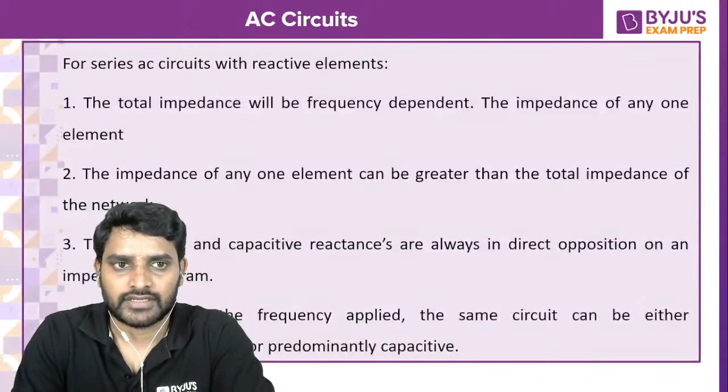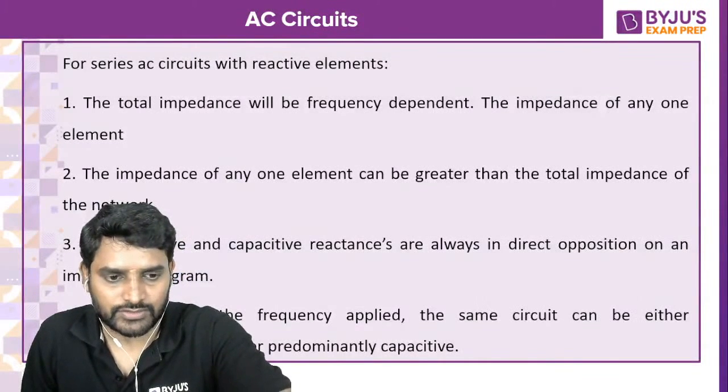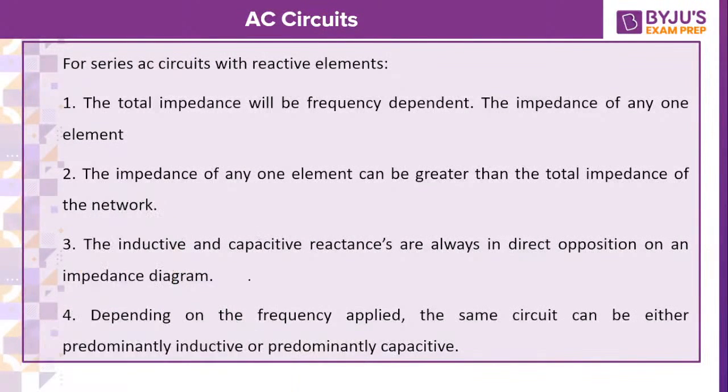All right. These are the conclusions I wanted to give. Please see here. These are the conclusions I am going to finish up with, so please remember these things. For series AC circuits, the total impedance will be frequency dependent. Why? Because of j omega L and 1 by j omega C. So definitely it depends upon frequency.